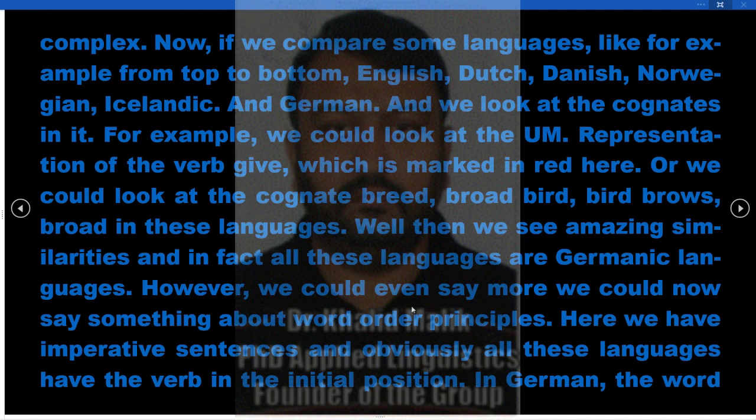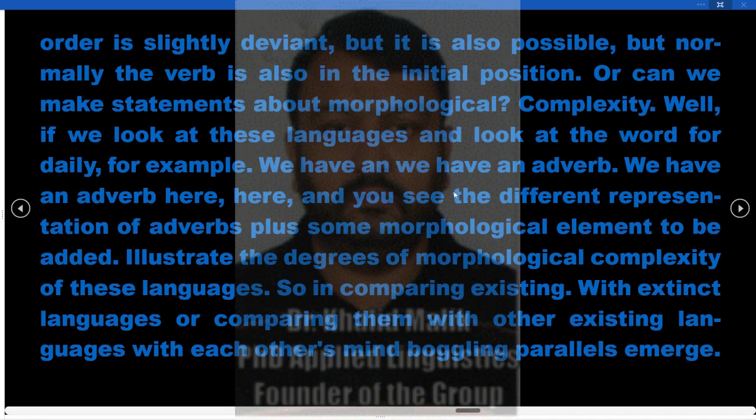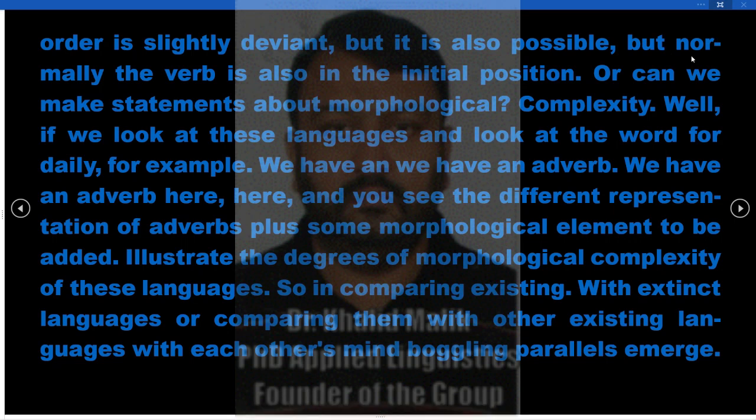However, we could even say more. We could now say something about word order principles. Here we have imperative sentences, and obviously all these languages have the verb in the initial position. In German, the word order is slightly deviant, but it is also possible, but normally the verb is also in the initial position. Or can we make statements about morphological complexity?